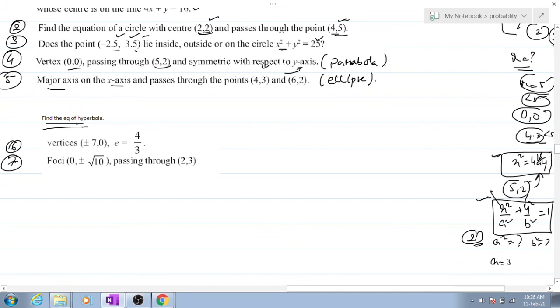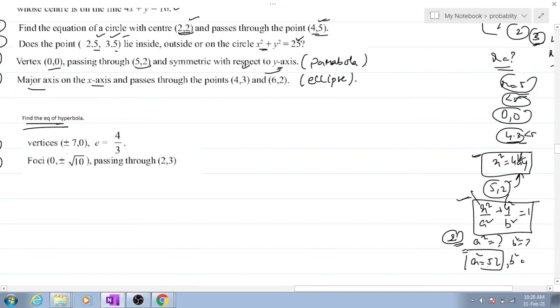Take a square as 52 only. No need to find a, just take a square. And b square is how much, Mitham? A square is 52, b square is how much? 13. B squared is 13 or b is 13? Okay, fine.